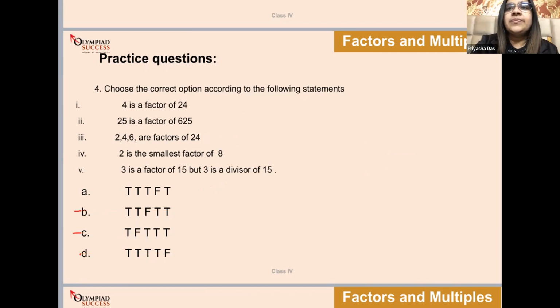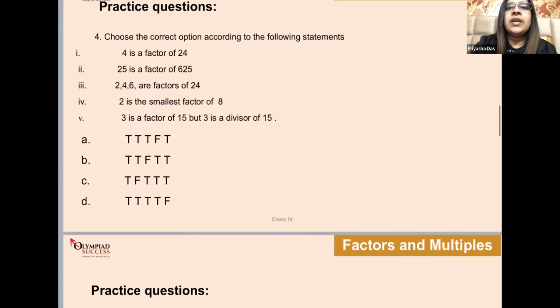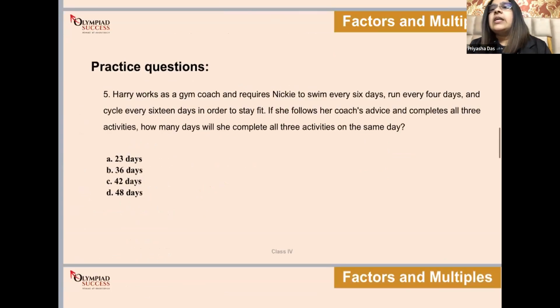Fifth one, ready? Good. Okay. Here's question number 5. Harry works as a gym coach and requires Nikki to swim every 6 days, every 4 days, and cycle every 16 days in order to stay fit. If she follows her coach's advice and completes all the 3 activities, how many days will she complete all the 3 activities on the same day?